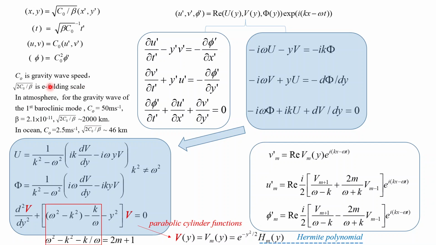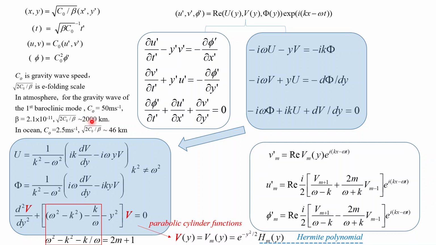That will also show the solutions of the waves in the equatorial beta plane are exponentially decaying in the meridional direction, and the e-folding scale is defined by the square root of C0 divided by beta. So in the atmosphere, for the gravity wave of the first baroclinic mode, C naught equals 50 meters per second, and beta is 2.1 times 10 to the minus 11. So this e-folding length scale is about 2,000 kilometers.